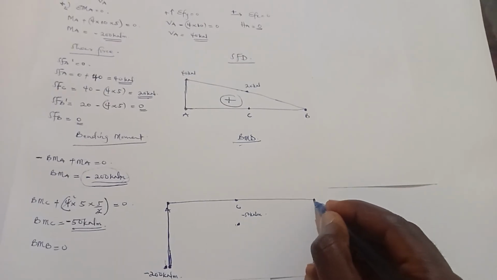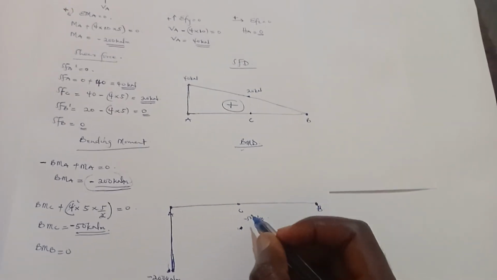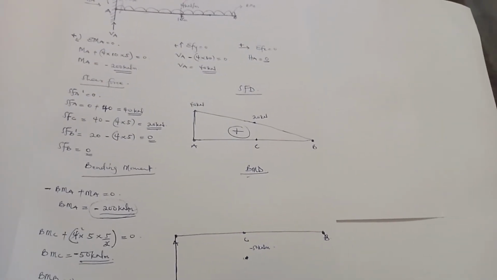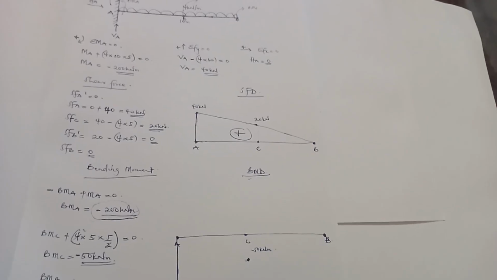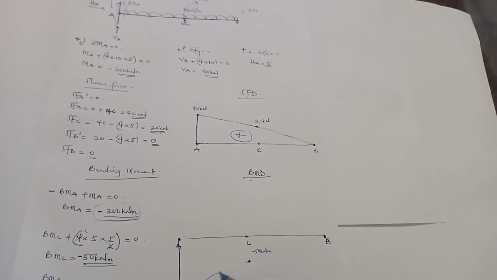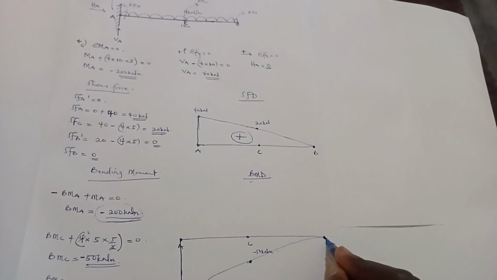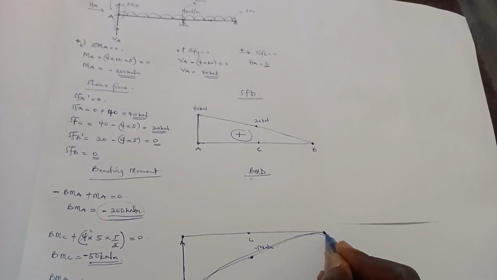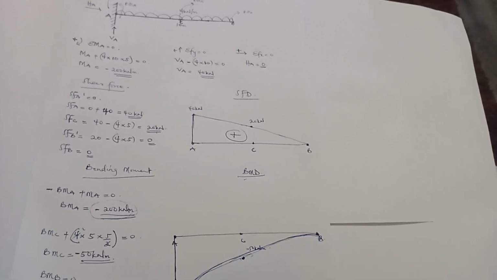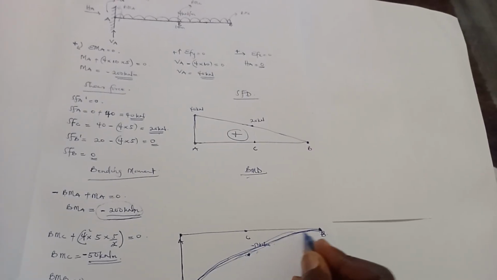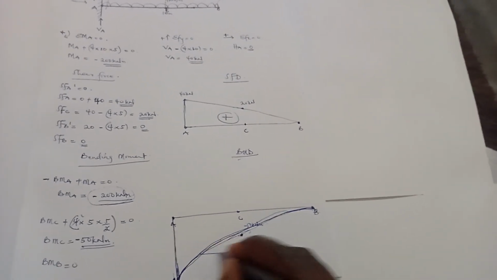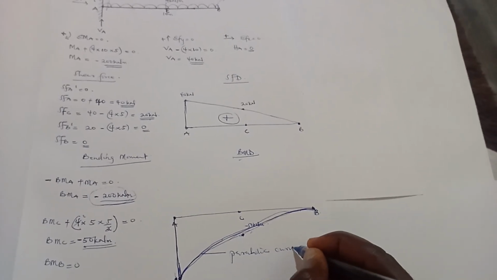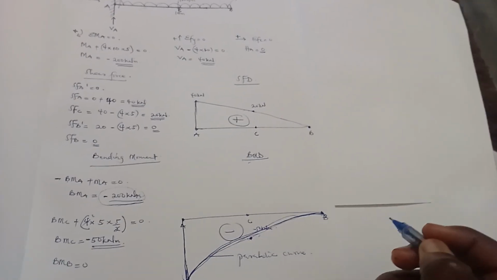And the bending moment at B is 0. But because we are dealing with a UDL, it's going to be a curve, a parabolic curve. Looking at how it's going to go this way, it's going to be a curve. So it's not a straight line, it's a parabolic curve. And it's all negative. So this is the bending moment diagram.